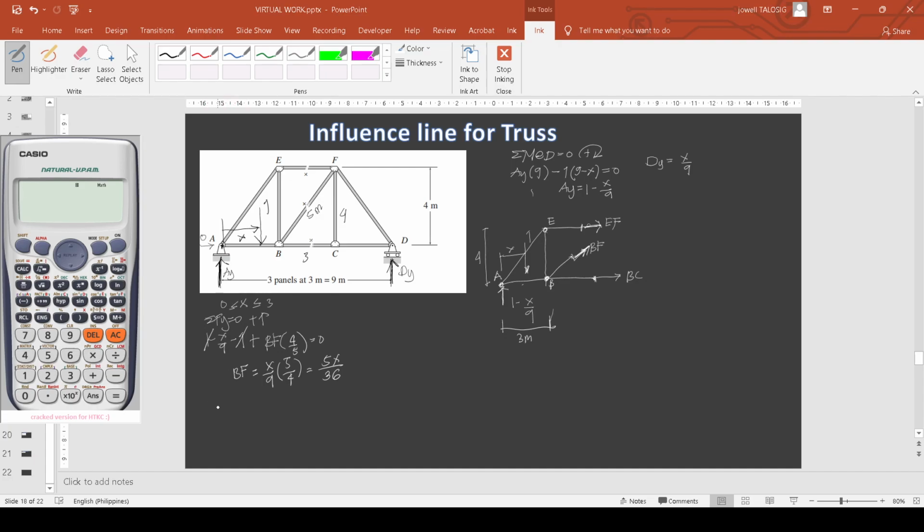Next, what if x is between 3 and 6? The unit load is now here.